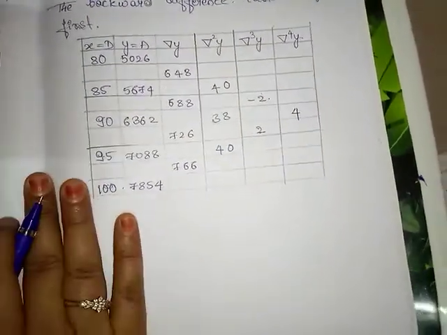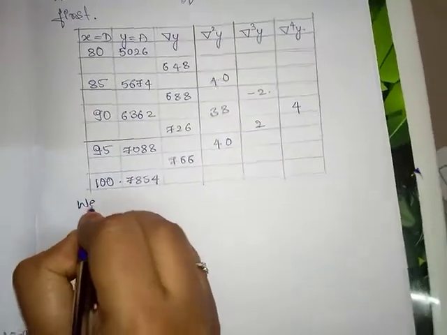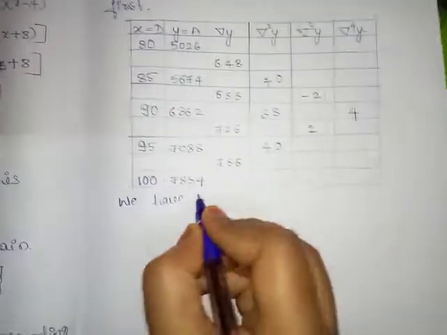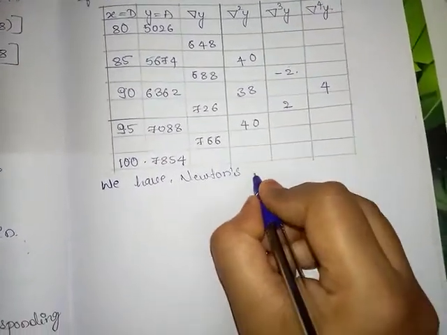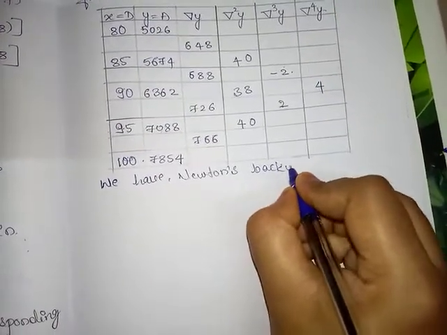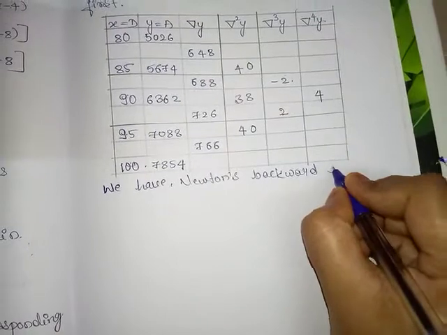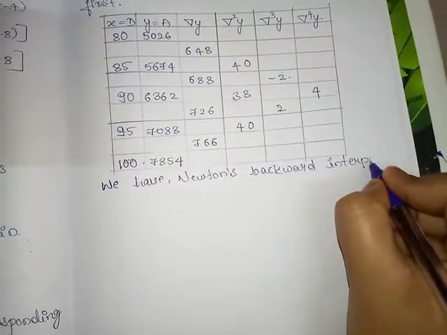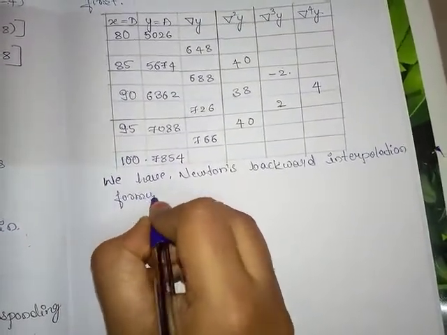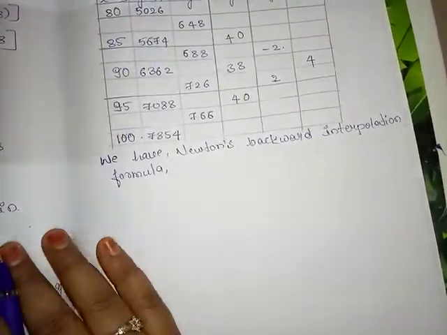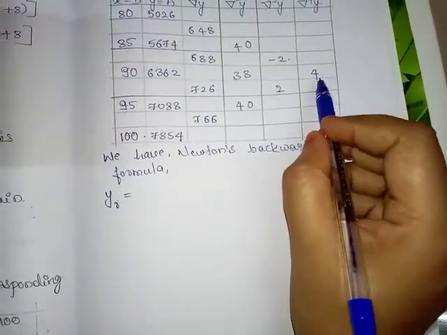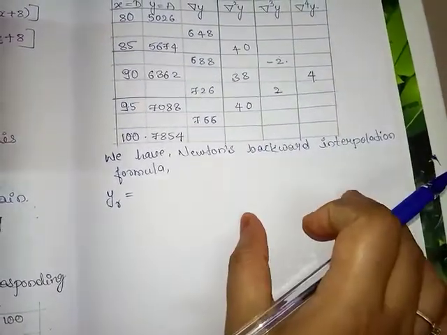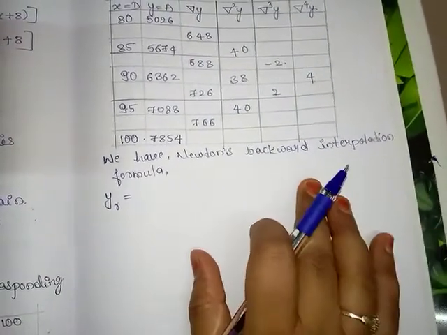Next we have to apply the backward difference table. We have Newton's backward interpolation formula, that is, yr is equal to, here we have the terms up to the fourth difference, so write terms up to the fourth difference in the general formula also.